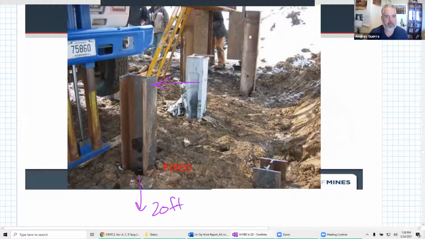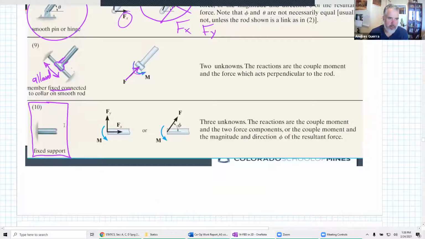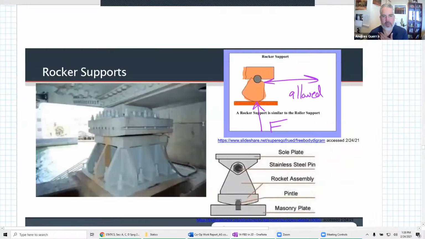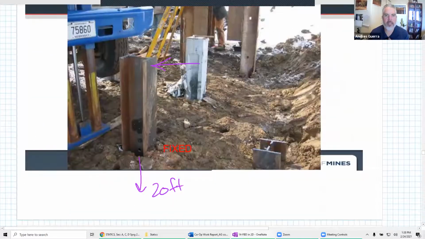And then just to remind everyone, if we look on this one right here, the way we show that fixed support is basically we just show it ending at a wall or something solid. And we typically write it in the problem statement too, right? The A is a fixed support and stuff like that.